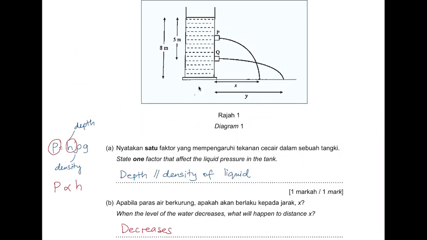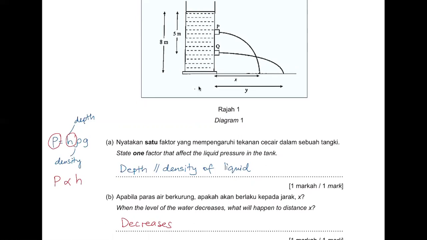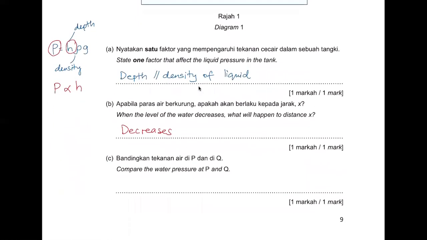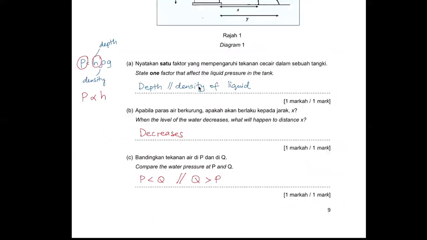Q is higher than P. Yeah, betul-betul. So you can write down your answer. It's either you write like this, P is less than Q, or you can also write as Q is greater than P. Okay? Q is greater than P, right?